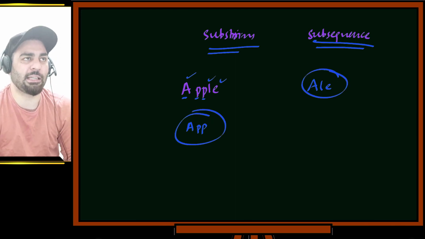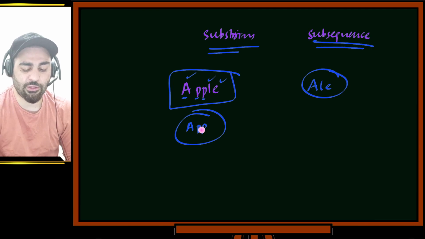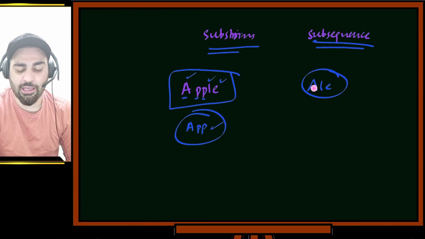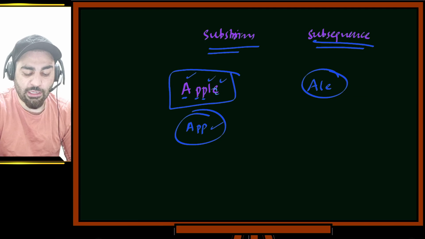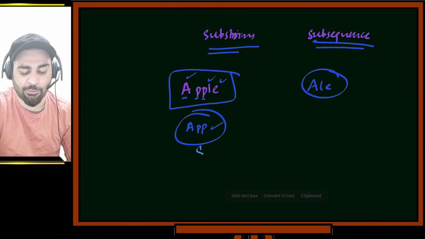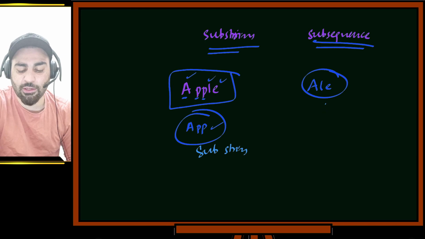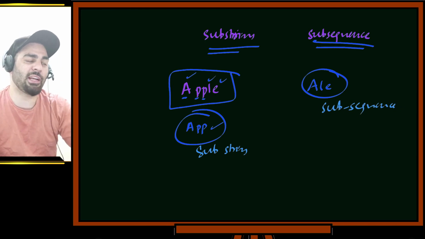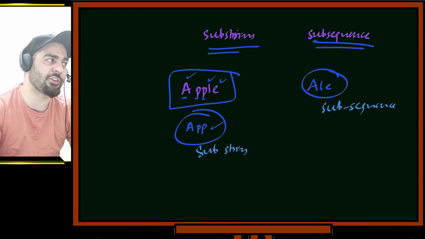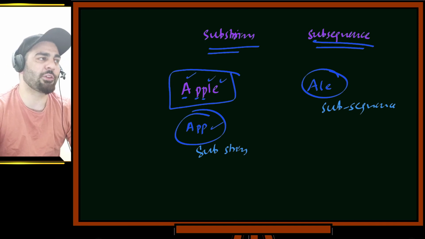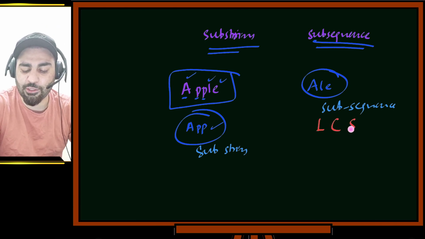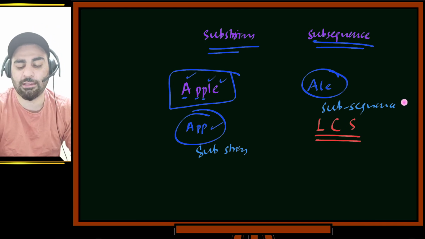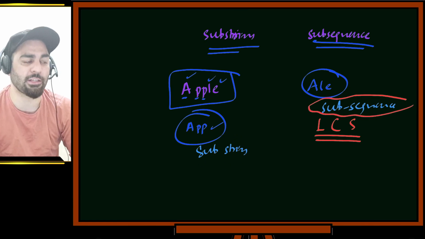Both of these are subsets in some way of this apple. APP is also a subset because it is derived from here. And ALE is also a subset, but the difference is that in between you are not leaving any letters. If that's the case, we call it a substring. This we call a subsequence. Why am I telling you this? Because in subsequent lectures we'll probably solve some problems: how many substrings are possible, or is this a subsequence? There's a famous problem called longest common subsequence. This is a very common problem, and there we'll have to find subsequences, not substrings.